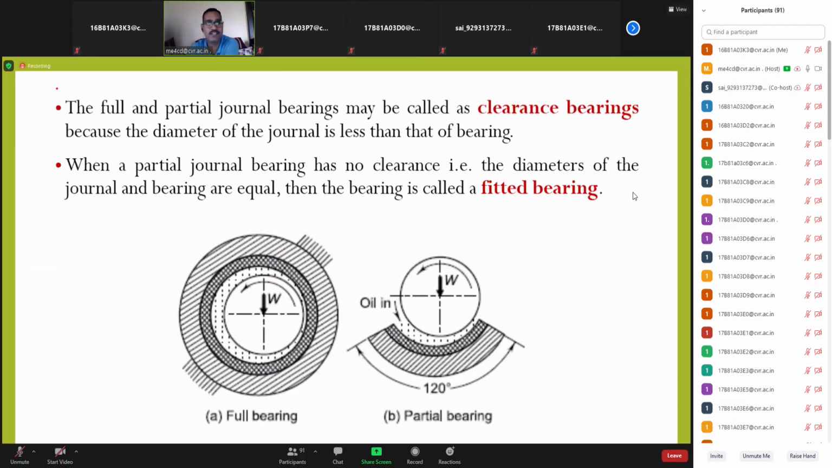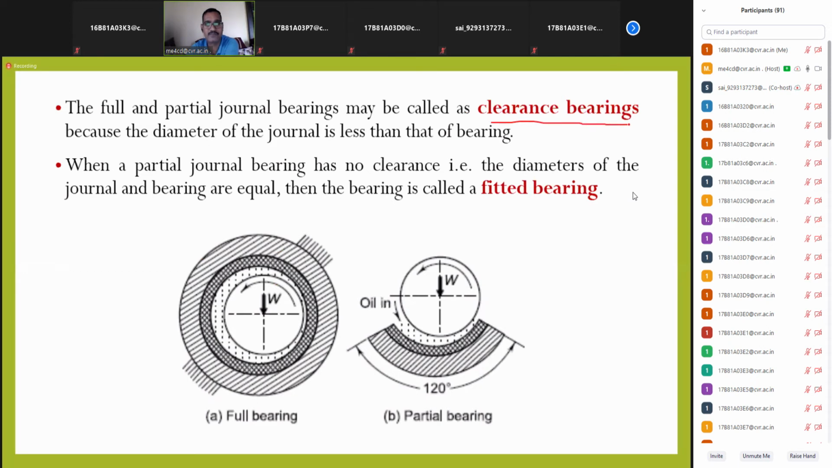And the full and partial journal bearings may also be called clearance bearings. Why? Because there is a clearance between the shaft and the bearing. Right? There is some clearance, because the diameter of the journal is less than that of the bearing.